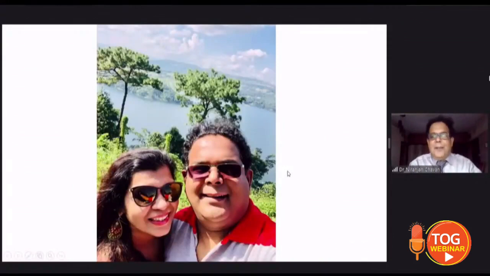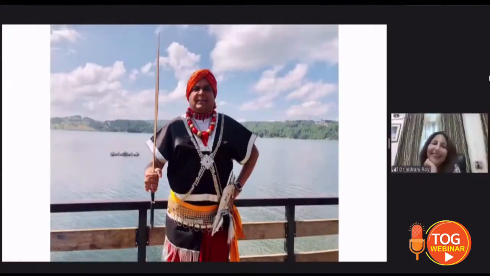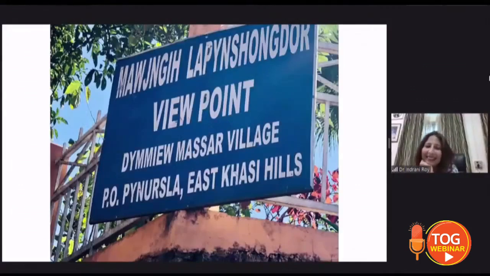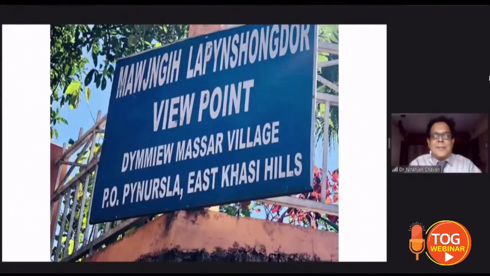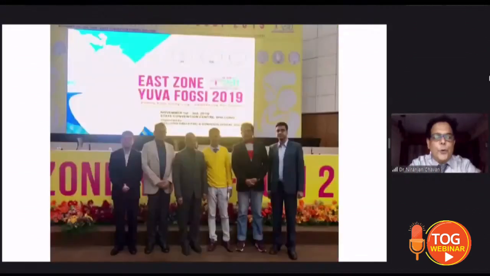So, madam, we had a wonderful time. I am also sharing these beautiful pictures. And this was a viewpoint, Khasi Hills. We went all the way to Dauki Lake, a 2.5 hour journey. It was such a wonderful view. Myself, Dr. Bipin Pandit, Dr. Komal, Dr.